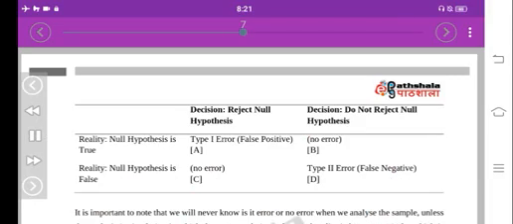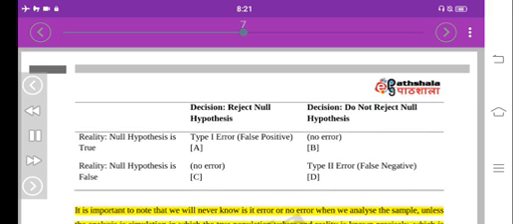Decision: reject null hypothesis. Decision: do not reject null hypothesis. Reality: null hypothesis is true. Type 1 error, false positive, A. No error, B. Reality: null hypothesis is false. No error, C. Type 2 error, false negative, D.